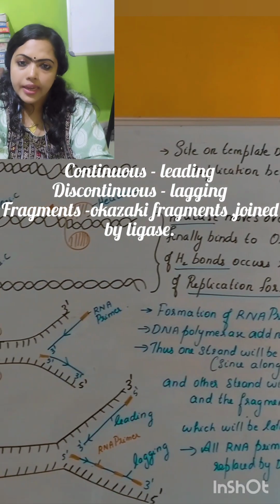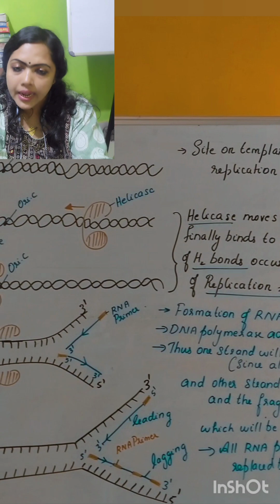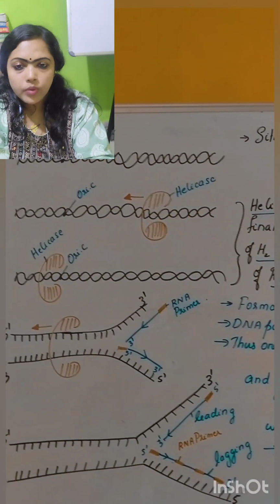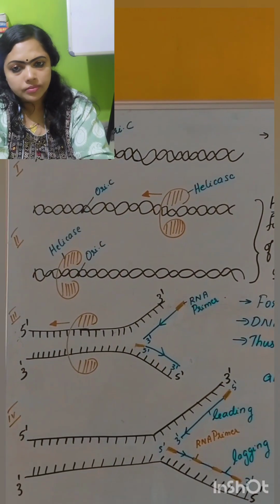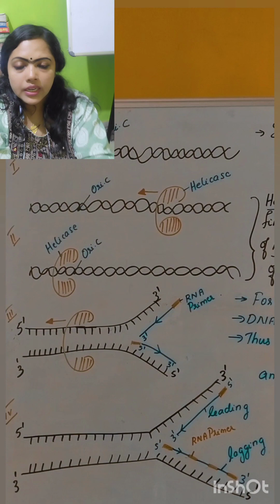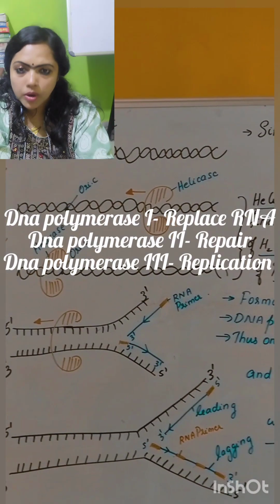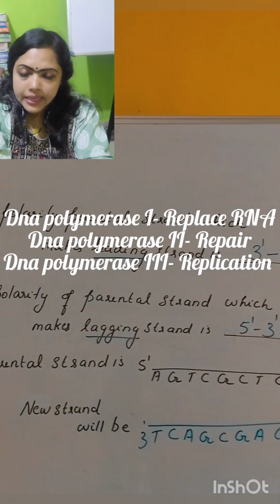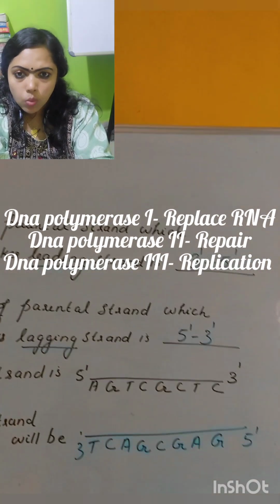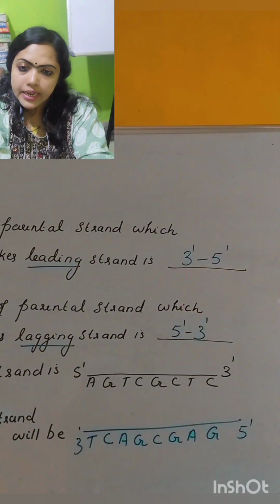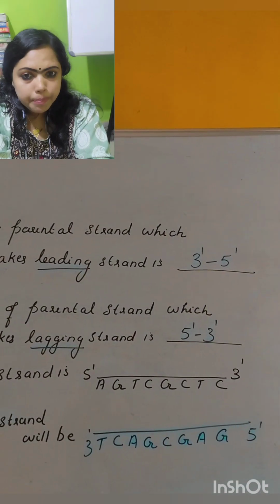The leading strand carries one RNA primer, while the lagging strand carries many RNA primers, right? So finally, every RNA primer will be removed and replaced by DNA. And this is with the help of DNA polymerase 1. In prokaryotes, 3 types of DNA polymerases are there: DNA polymerase 1, 2, and 3. And DNA polymerase 3 is involved in DNA replication, and DNA polymerase 1 is involved in replacing the RNA primer with DNA, and then DNA polymerase 2 is involved in repair of DNA.